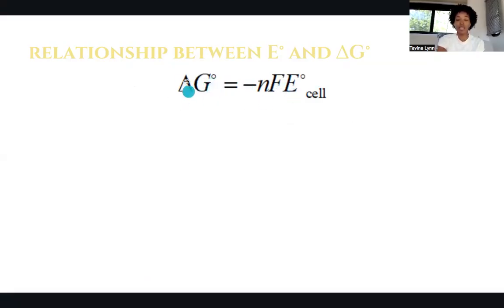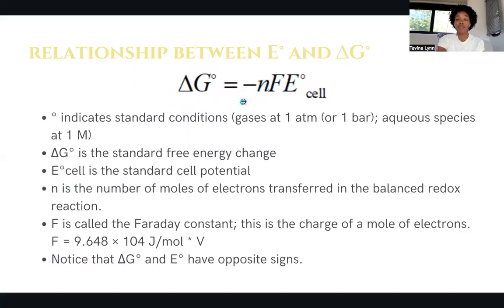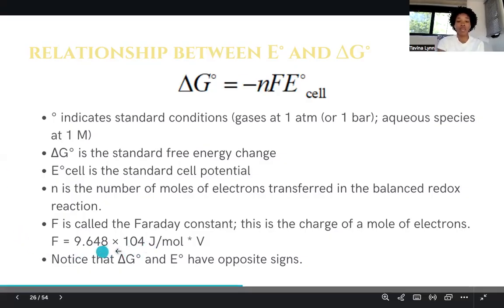Our change in standard free energy is equal to negative N times F times the standard cell potential. So N is the number of moles of electrons that are transferred in the balanced redox reaction. After you balance the redox reaction, N will give you the number of moles of electrons that are transferred. F is called Faraday's constant. This is the charge of a mole of electrons, which is equal to this value here.